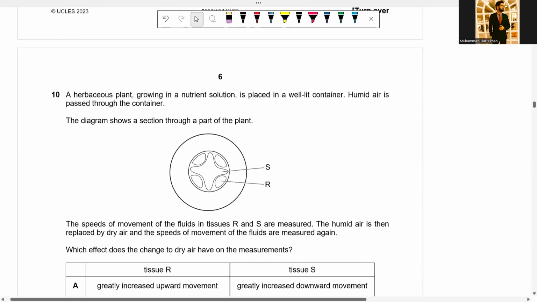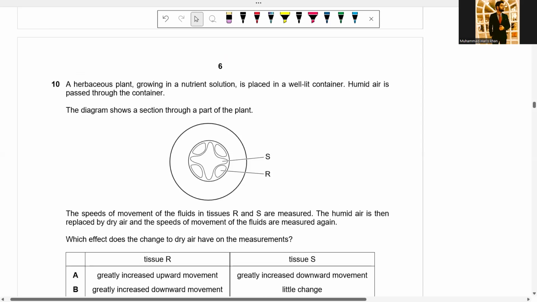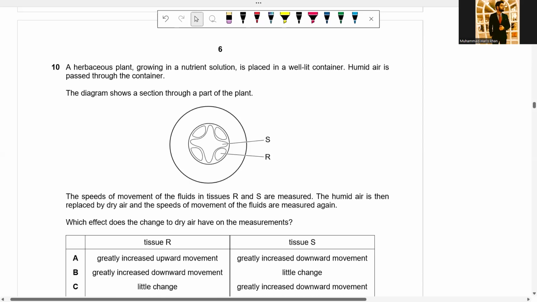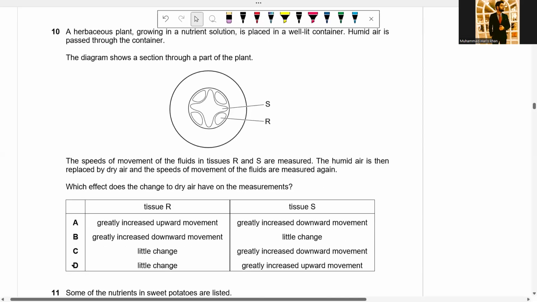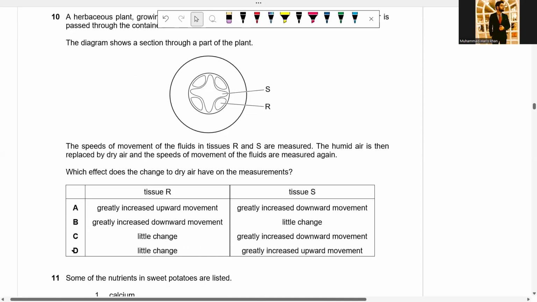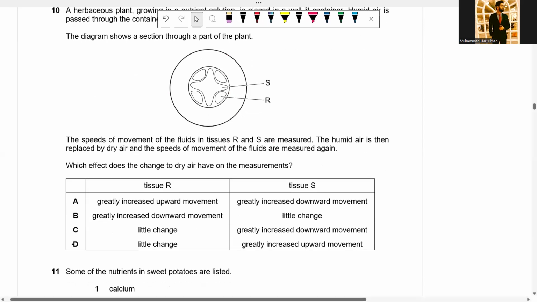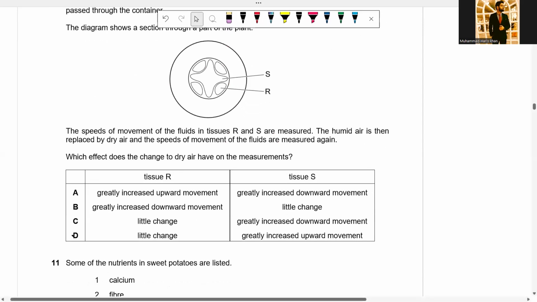Question number 10. A herbaceous plant growing in a nutrient solution is placed in a well-lit container. Humid air is passed through the container. The speeds of movement of the fluids in tissues R and S are measured. The humid air is then replaced by dry air, and the speeds of movement of the fluids are measured again. Which effect does the change to dry air have on the measurements? The answer will be D.